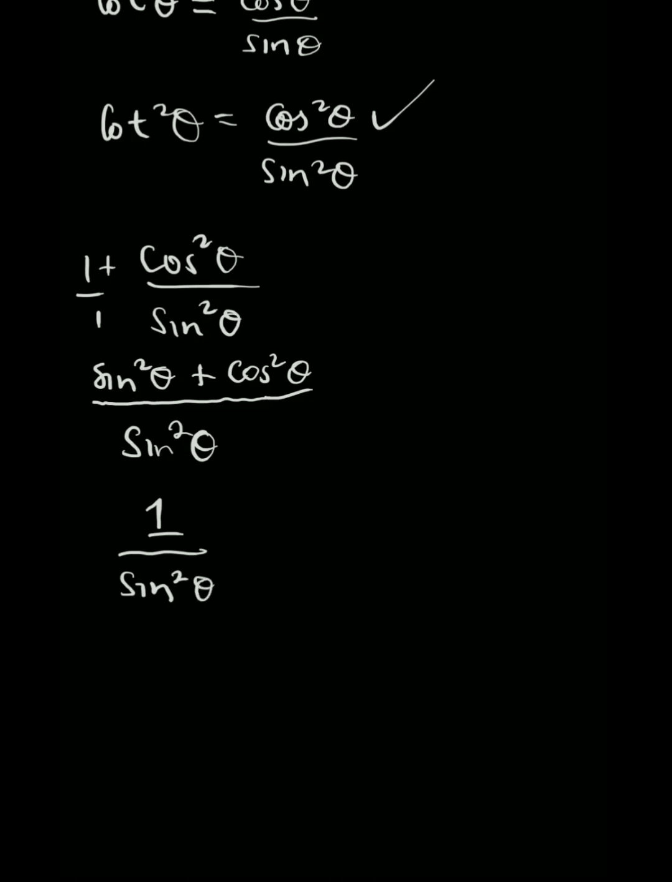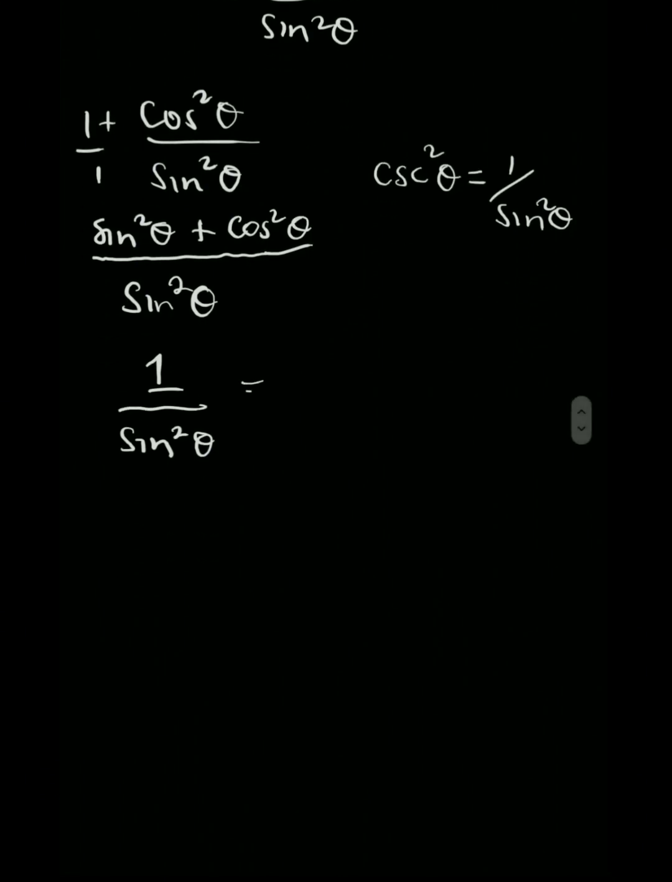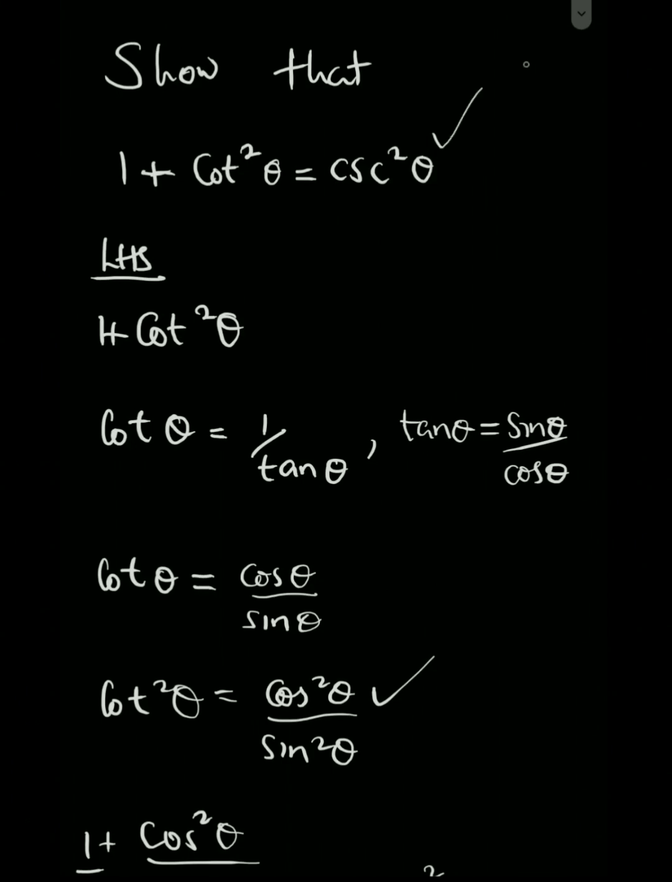Okay, so again we need to recall that cosec theta is the inverse of sine. Now since this is squared, which also makes our 1 squared, it will therefore give us our cosec squared. So 1 over sine squared theta simply gives us cosec squared theta. And this is what we have on the right hand side.